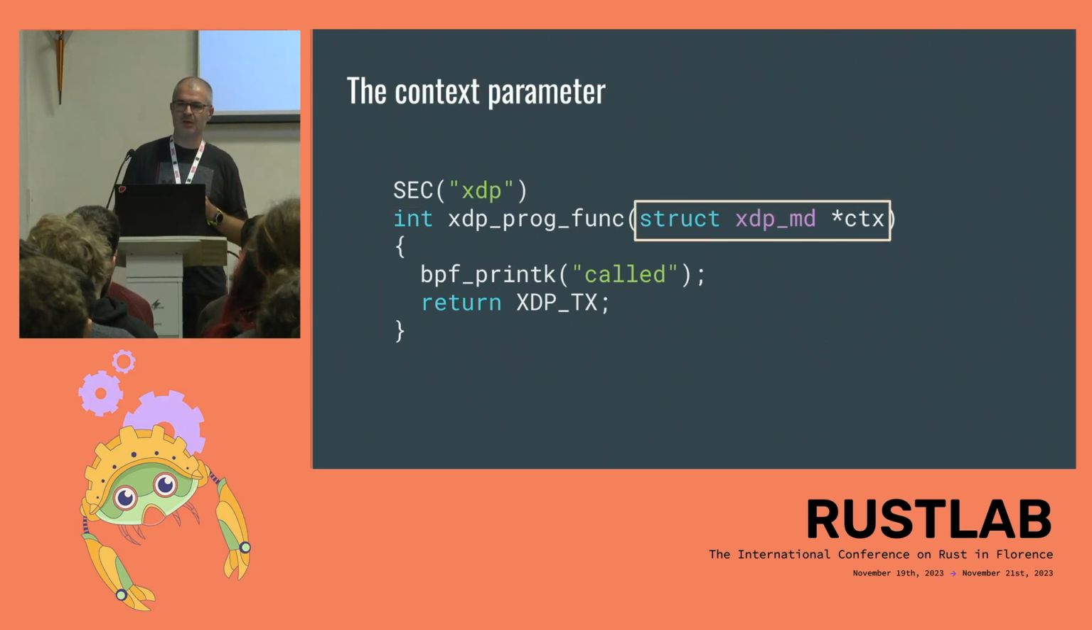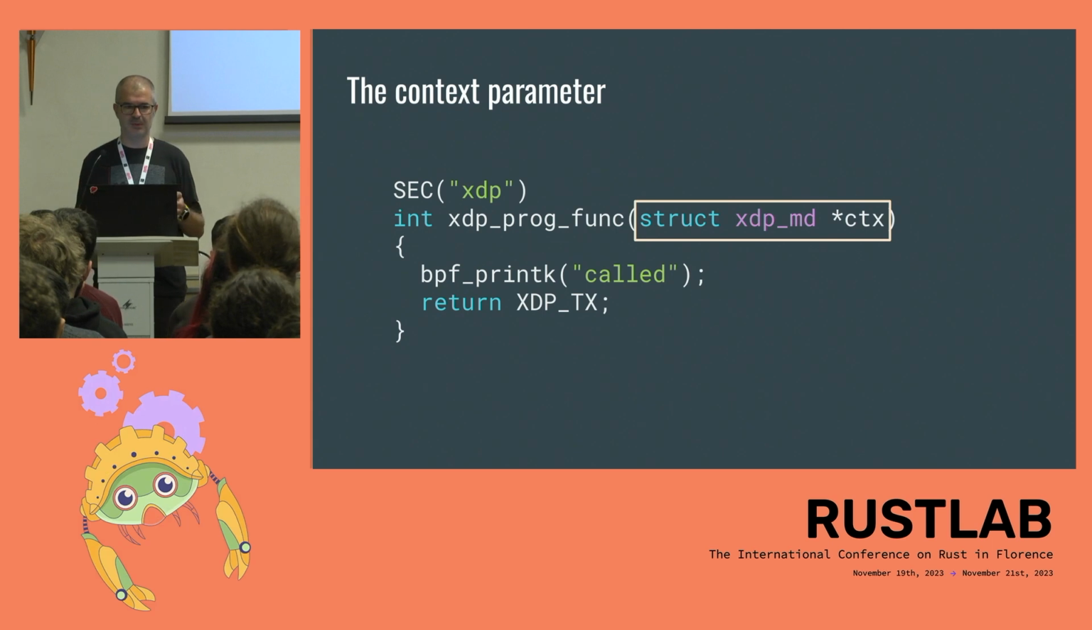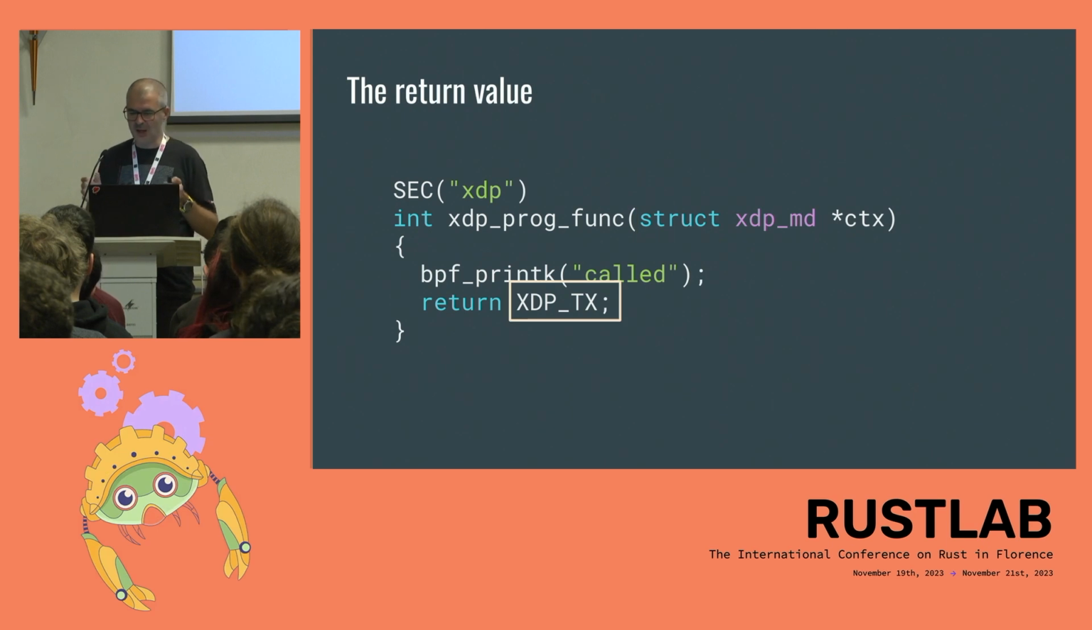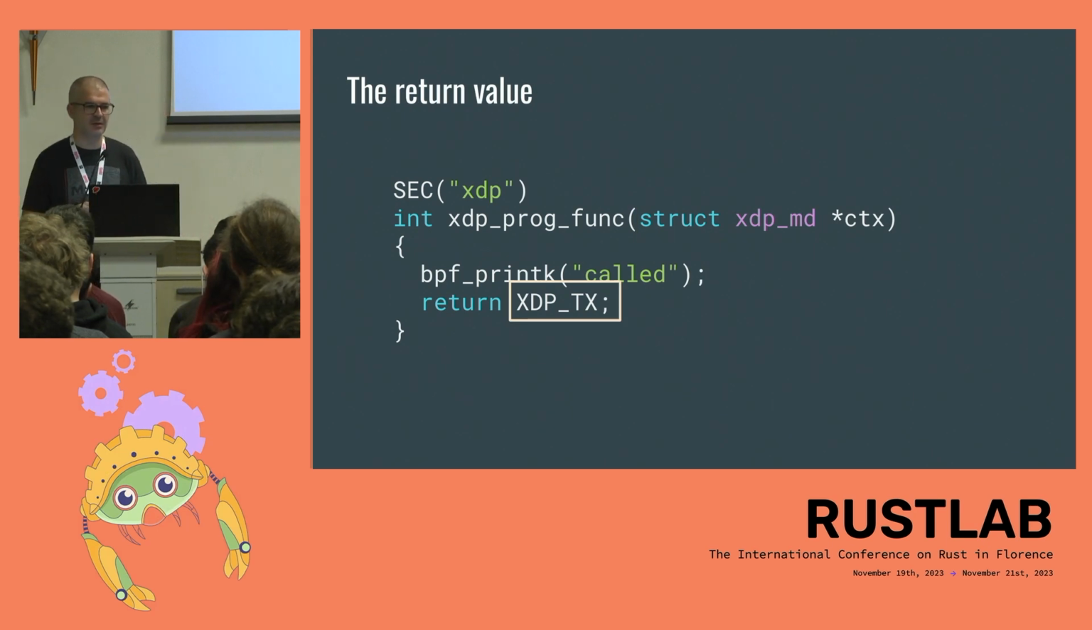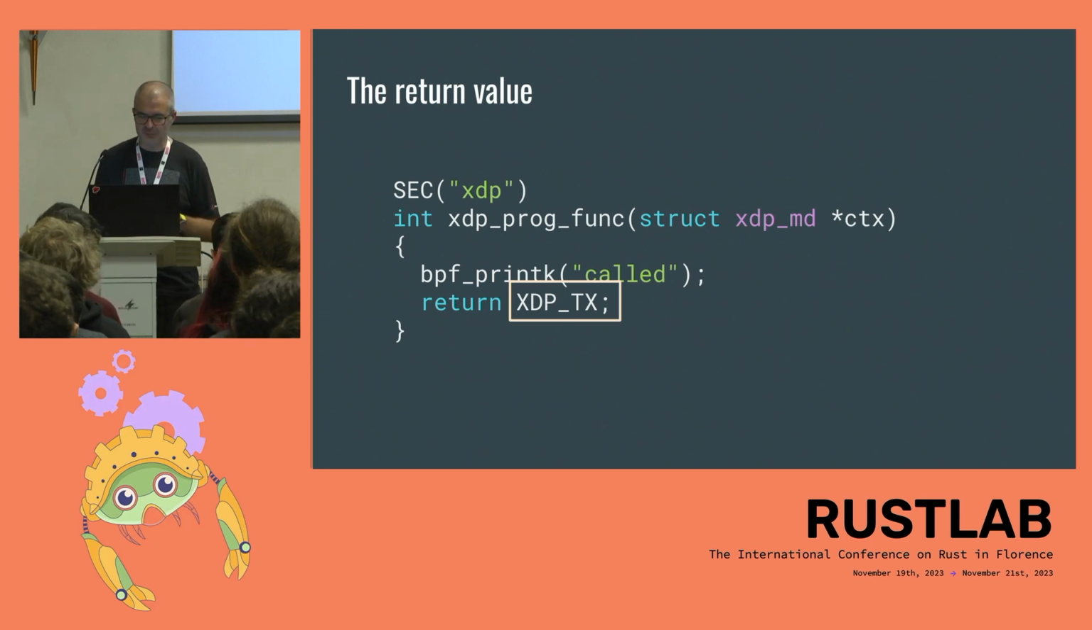Then we have this context parameter. The meaning and the type of the context parameter depends on the program type. If it's an XDP program, like in this case, you will find the buffer that contains the network packet, but it depends on the program type. And this is the same for the result. The meaning of the result, so what is going to happen if we return one value or another, depends strictly on the program type.